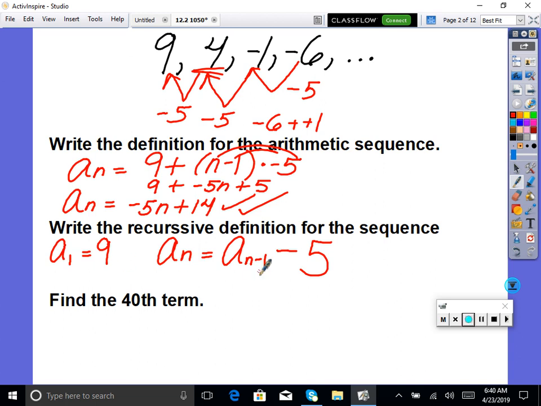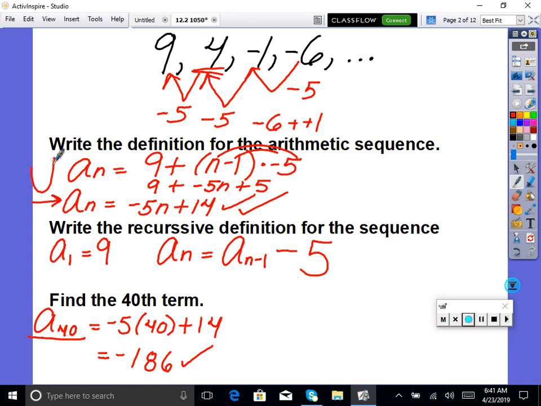You would need to know the 39th term. So we're going to use our straightforward formula. Let's just plug that in. That's a sub 40, we know that means the 40th term. So a sub 40 is equal to negative 5, grab your calculator, times 40 plus 14. If you wouldn't mind telling me what that is. Say it again. Negative 186. Check. So we like this formula because it's easy to find any term in the sequence.